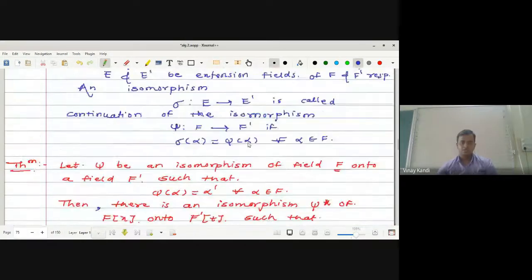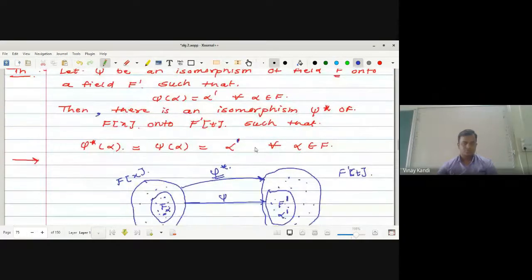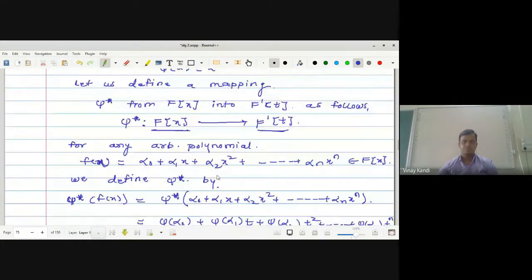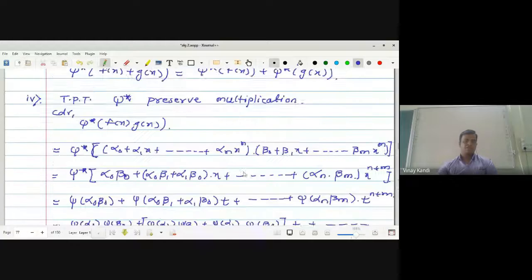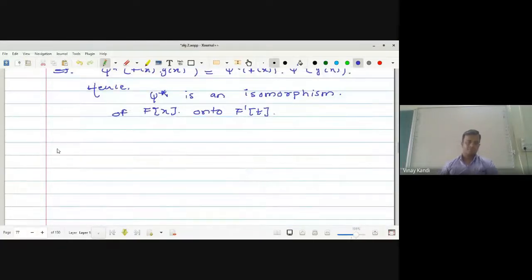Which condition? Psi star of alpha is equal to psi of alpha, which is equal to alpha dash, for all alpha belongs to F. When this psi star is applied on the subfield F, then how will it be? Psi star and psi will be equal; this we have to prove. Step number 5: to prove that psi star of alpha is equal to psi of alpha is equal to alpha dash.